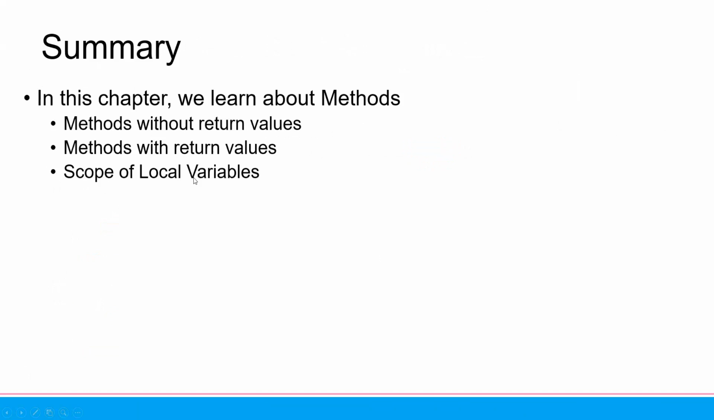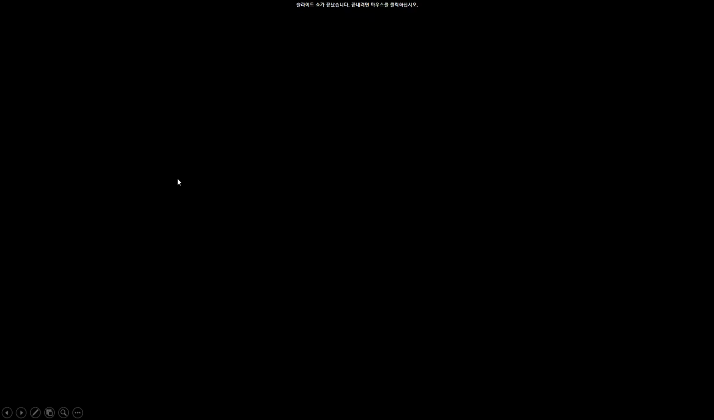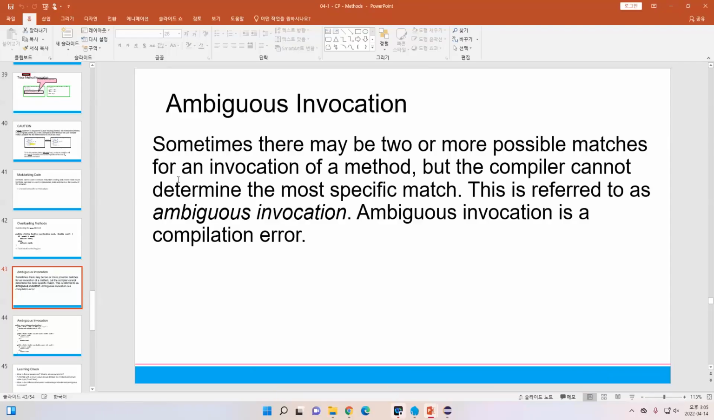You already learned about methods. We learned about methods without return values, we learned methods with return values, and we learned the scope of local variables. Any questions? Then I will continue to the next.